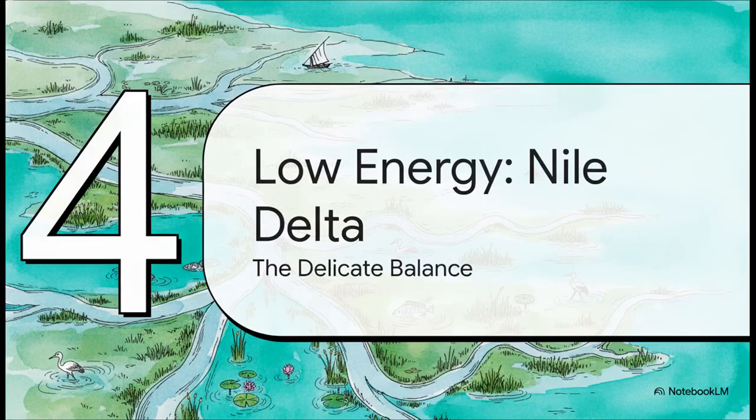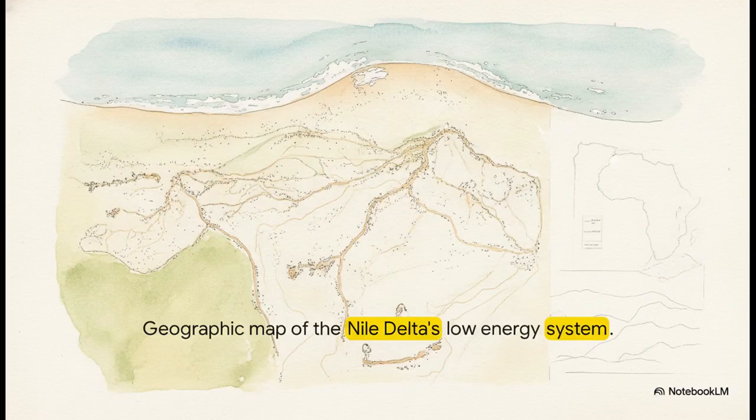Section 4. Low energy, the Nile Delta and the delicate balance. Okay, massive gear shift here. If Yorkshire was all about the brute force of the waves, the Nile Delta is a complete masterclass in delicate sediment distribution. Running parallel to the Mediterranean coast, it's fed by a mind-boggling river catchment size of over 3 million square kilometers.